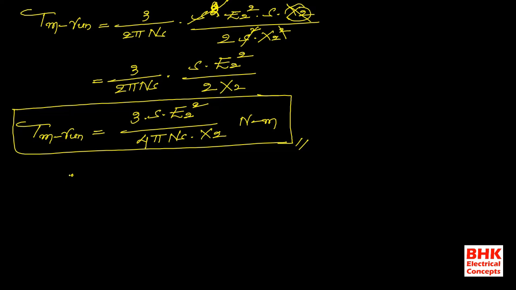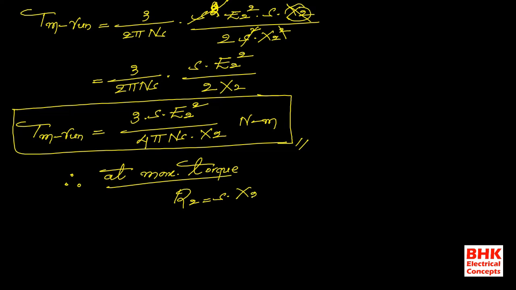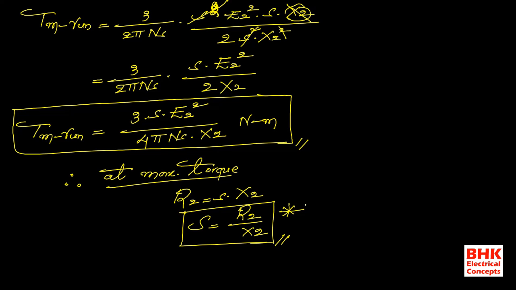Now you can observe the most important thing: at maximum torque you are getting r2 is equal to s into x2. It means that at maximum torque the value of slip is equal to r2 divided by x2. So this condition is very, very important when we are drawing the slip versus torque characteristics. So this is about the running torque and also the maximum running torque under the running condition of a rotor.